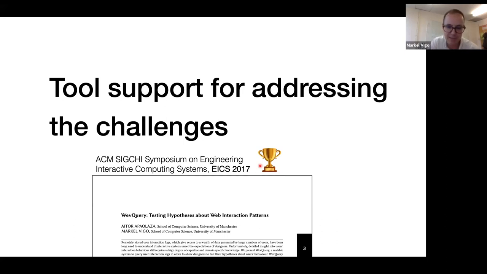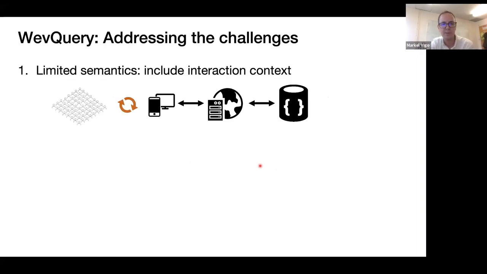So this tool aims at addressing these challenges, and while it is useful for all populations, it's more beneficial to those who are not data savvy, and makes data science more democratic, I would say. So the first problem was about limited semantics. There's very little knowledge in each data point, right? So we address this problem by including the interaction context at collection time.